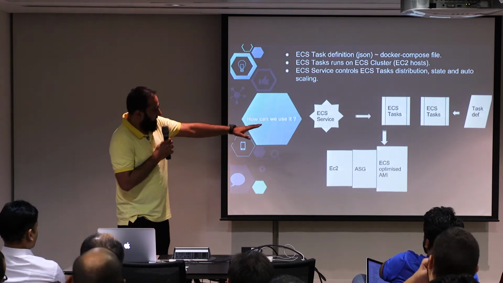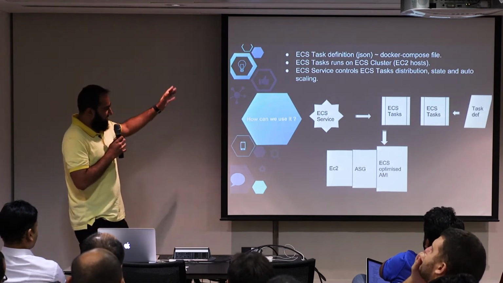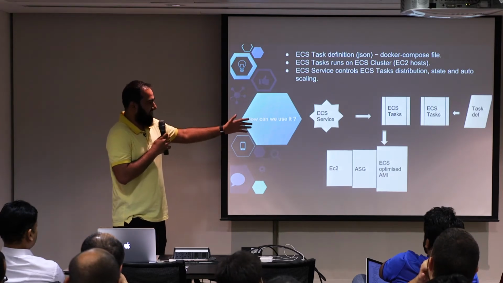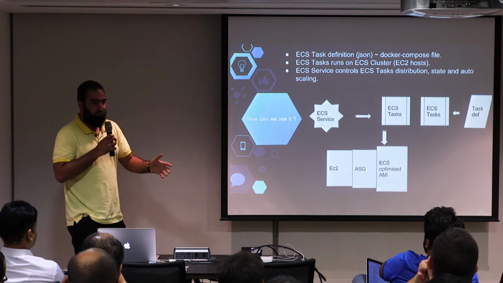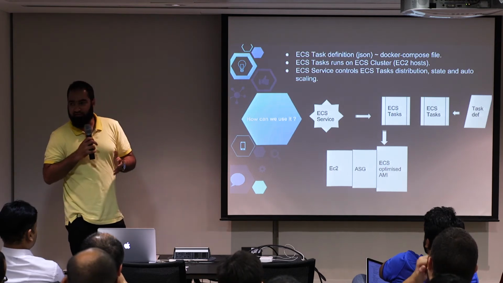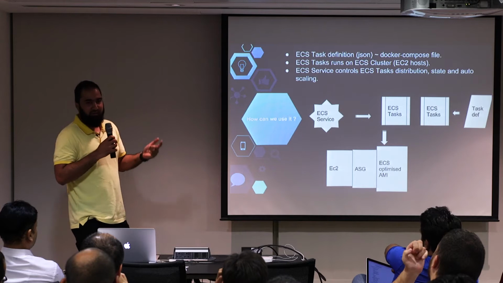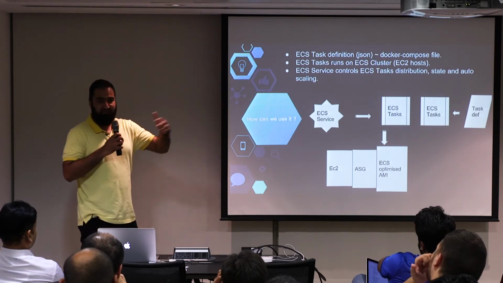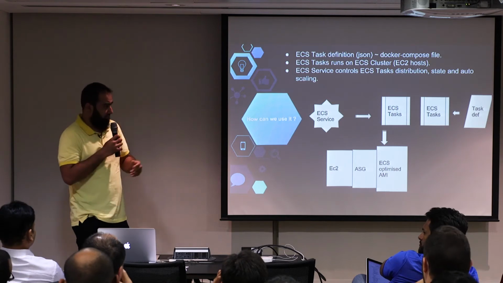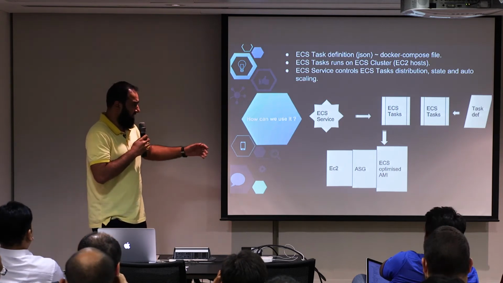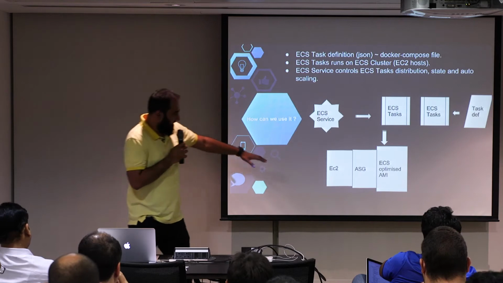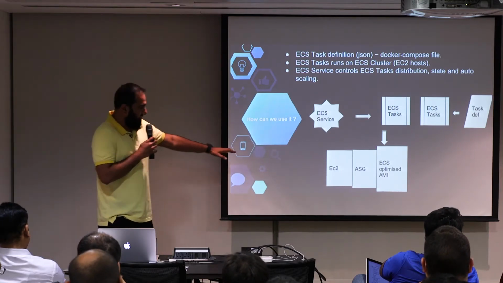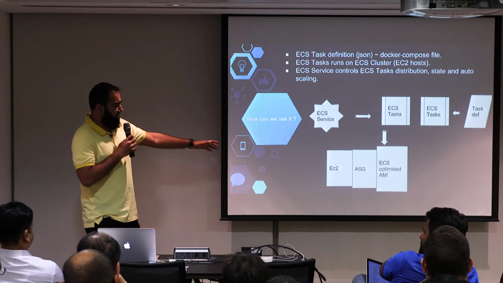From this task definition, ECS service will accept it, and then it will run ECS tasks as you instructed. If you want to run coupled containers, or one container per task, ECS will understand from this JSON definition, and then it will run on this host, which is a cluster. And you create this cluster.